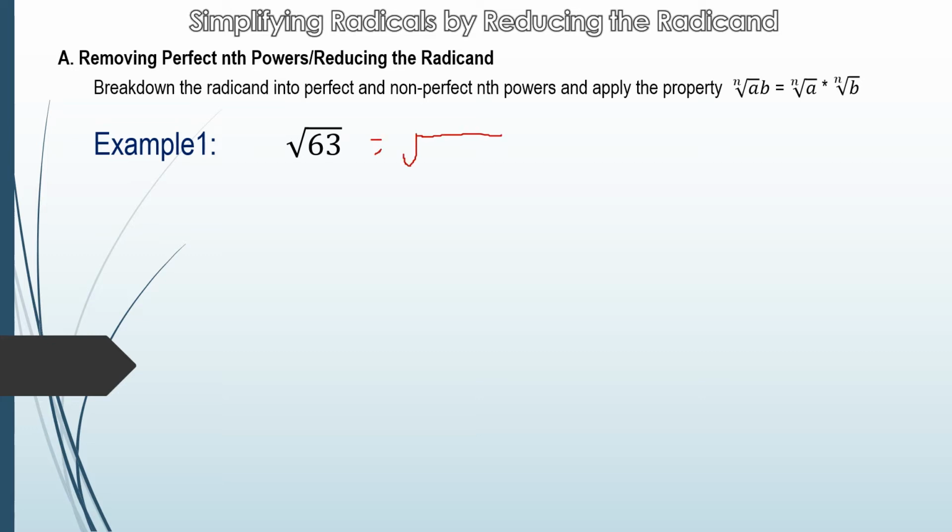So we have the square root of 9 times 7. Applying the law of radicals, this is the same as the square root of 9 times the square root of 7. And then, for the square root of 9, we have 3. Bring down the square root of 7. Therefore, the square root of 63 is 3 times the square root of 7.